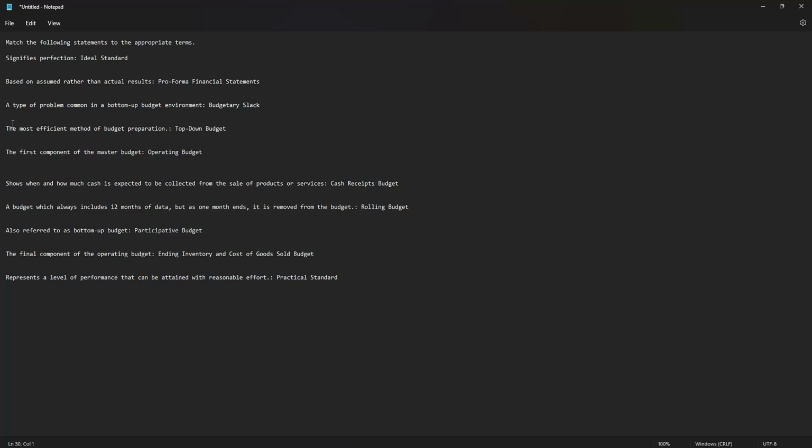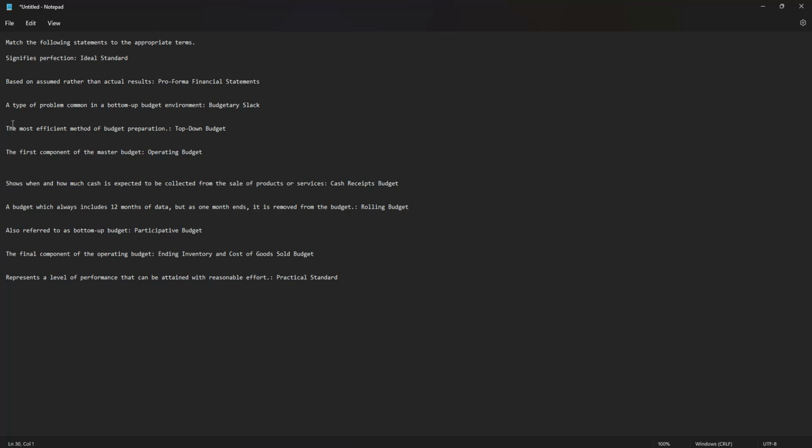A type of problem common in a bottom-up budget environment is the budgetary slack. The most efficient method of budget preparation is the top-down budget. The first component of the master budget is the operating budget. Shows when and how much cash is expected to be collected from the sales of products or services is the cash receipts budget. A budget which always includes 12 months of data, but as 1 month ends it is removed from the budget, is the rolling budget. Also referred to as bottom-up budget is the participative budget.